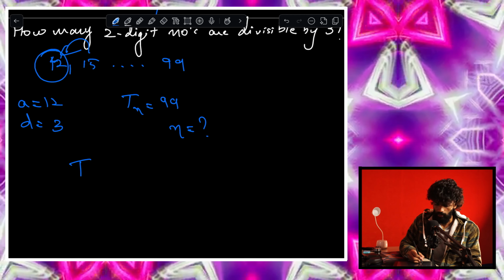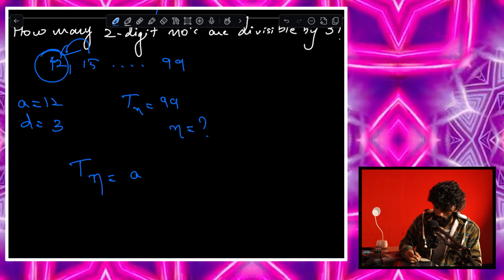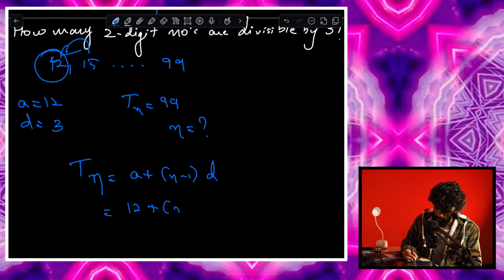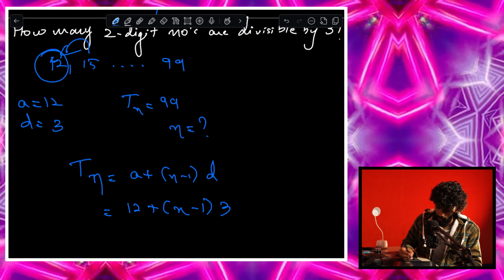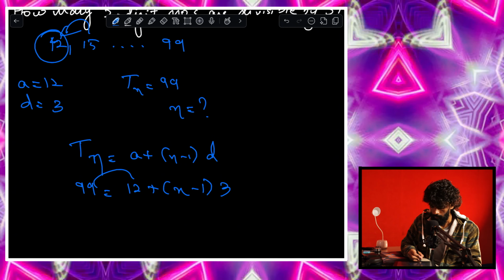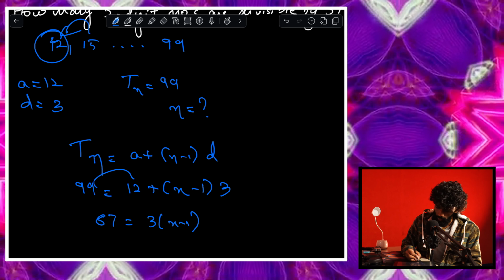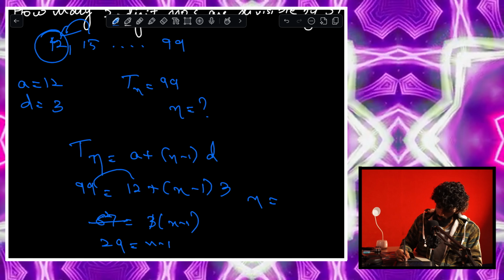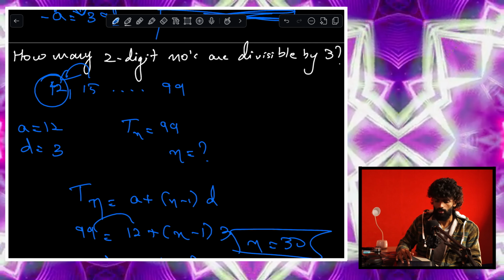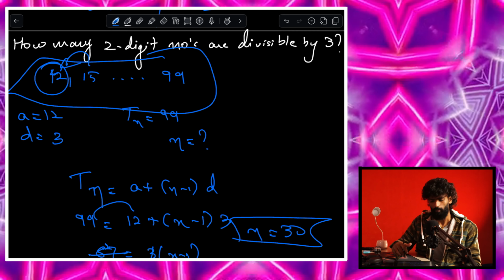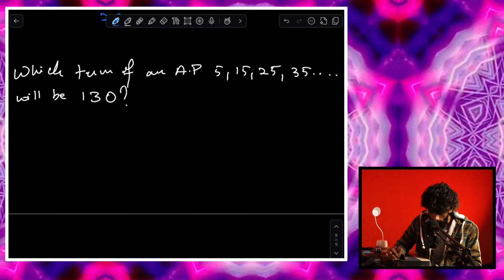What's the formula we learned in the previous video? Tn equals A plus n minus 1 into D. The value of A is 12 plus n as it is minus 1. D's value is 3. Left-hand side is 99. So shift it: 99 minus 12 is 87. 87 equals 3 into n minus 1. 3 times 29, so 29 equals n minus 1. So n will be equal to 30 terms. So there are 30 2-digit numbers in this specific sequence. This was a straightforward question from the previous video itself. We'll go to the next one.